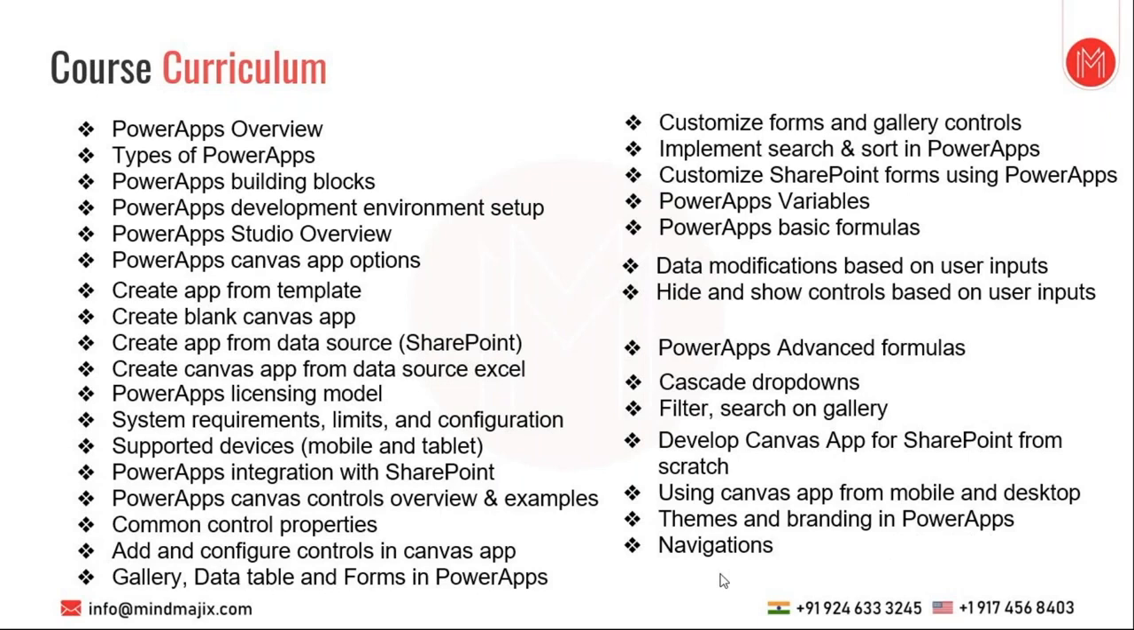Power Apps advanced formulas. We will cover advanced formulas in Power Apps, and we will cover cascading drop downs, like dependent drop downs. The second drop down is dependent on the first, and the third drop down is dependent on the second. For countries, we will have a list like India, Australia, USA. When somebody selects India in the first drop down, the Indian states will be visible in the second drop down. If a user selects Delhi, the cities of Delhi, like South Delhi, North, East, West, will be visible in the third drop down. This is how we do cascading drop downs. So we will also do filter and search on galleries.